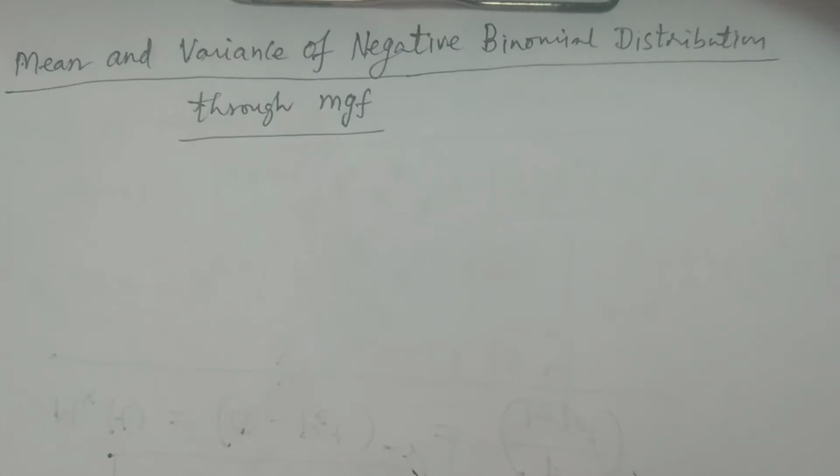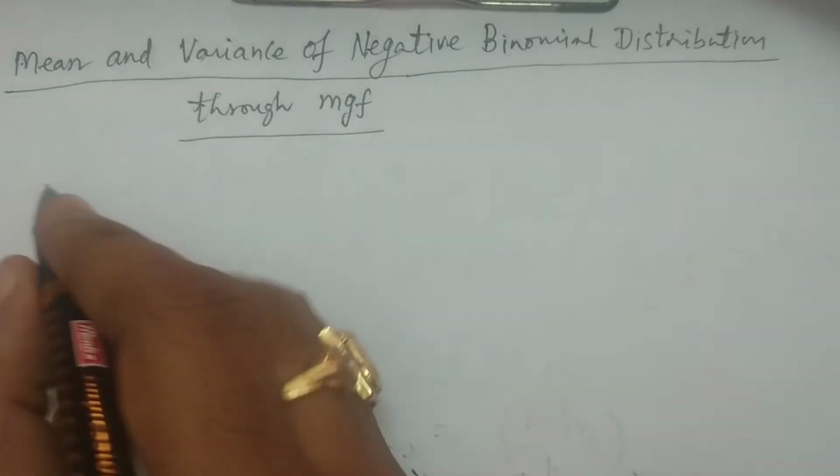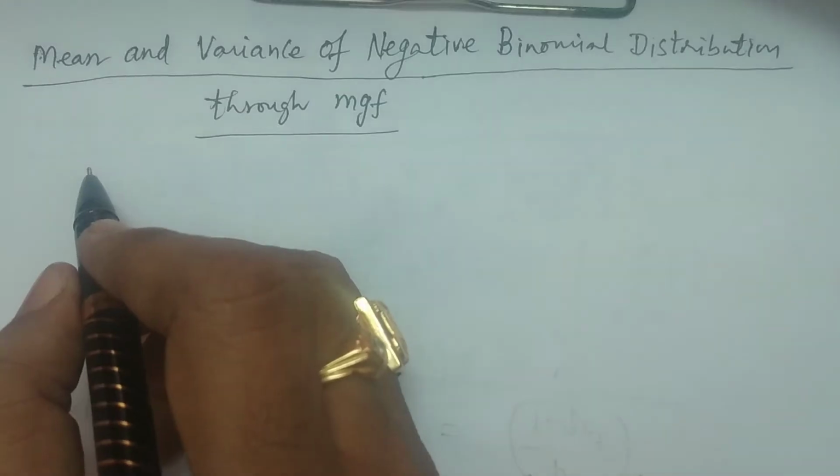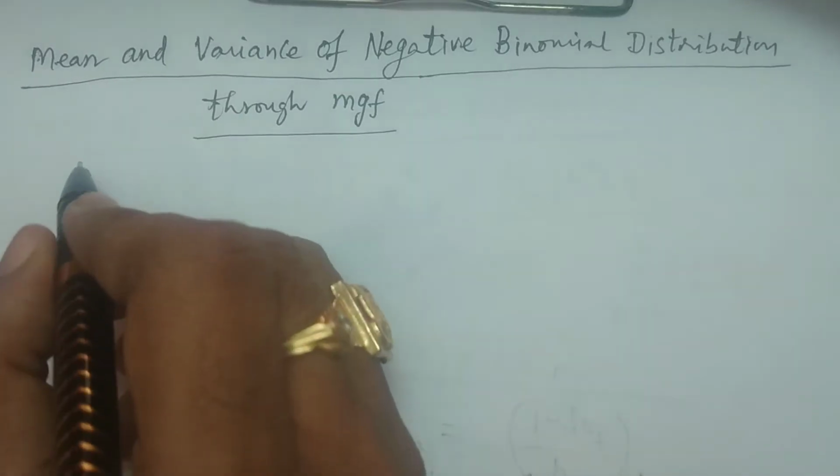In this lesson, I explain the mean and variance of the negative binomial distribution through the moment generating function. First of all, we have discussed how to calculate mean and variance through the moment generating function. Therefore, I'm going directly.